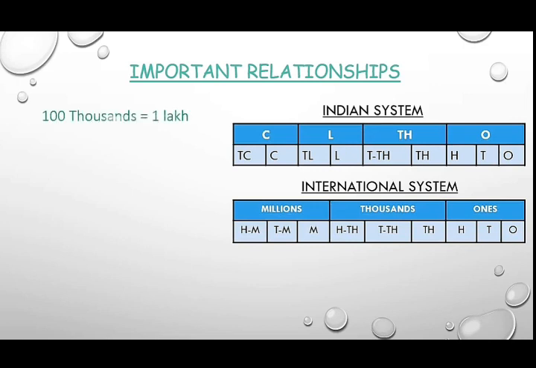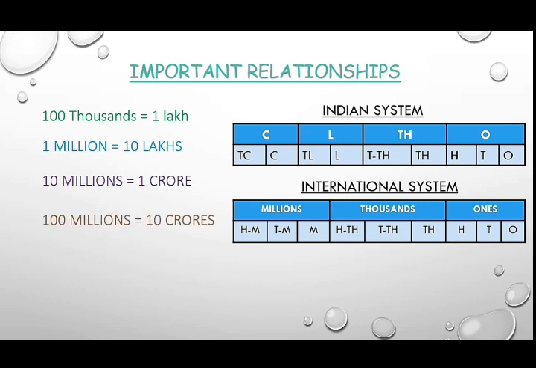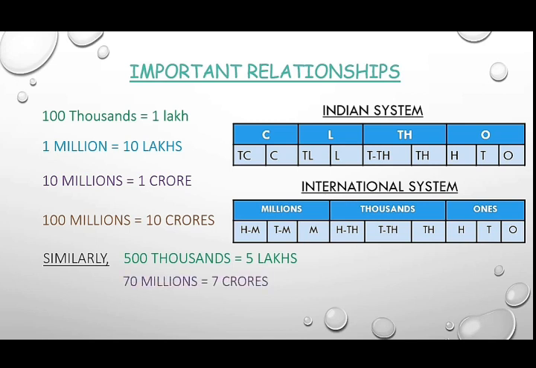Now let us understand the relationship between two systems. 100,000 is equal to 1 lakh. 1 million is equal to 10 lakh. 10 million is equal to 1 crore. 100 million is equal to 10 crores. Similarly, 500,000 is equal to 5 lakhs. 70 million is equal to 7 crore.